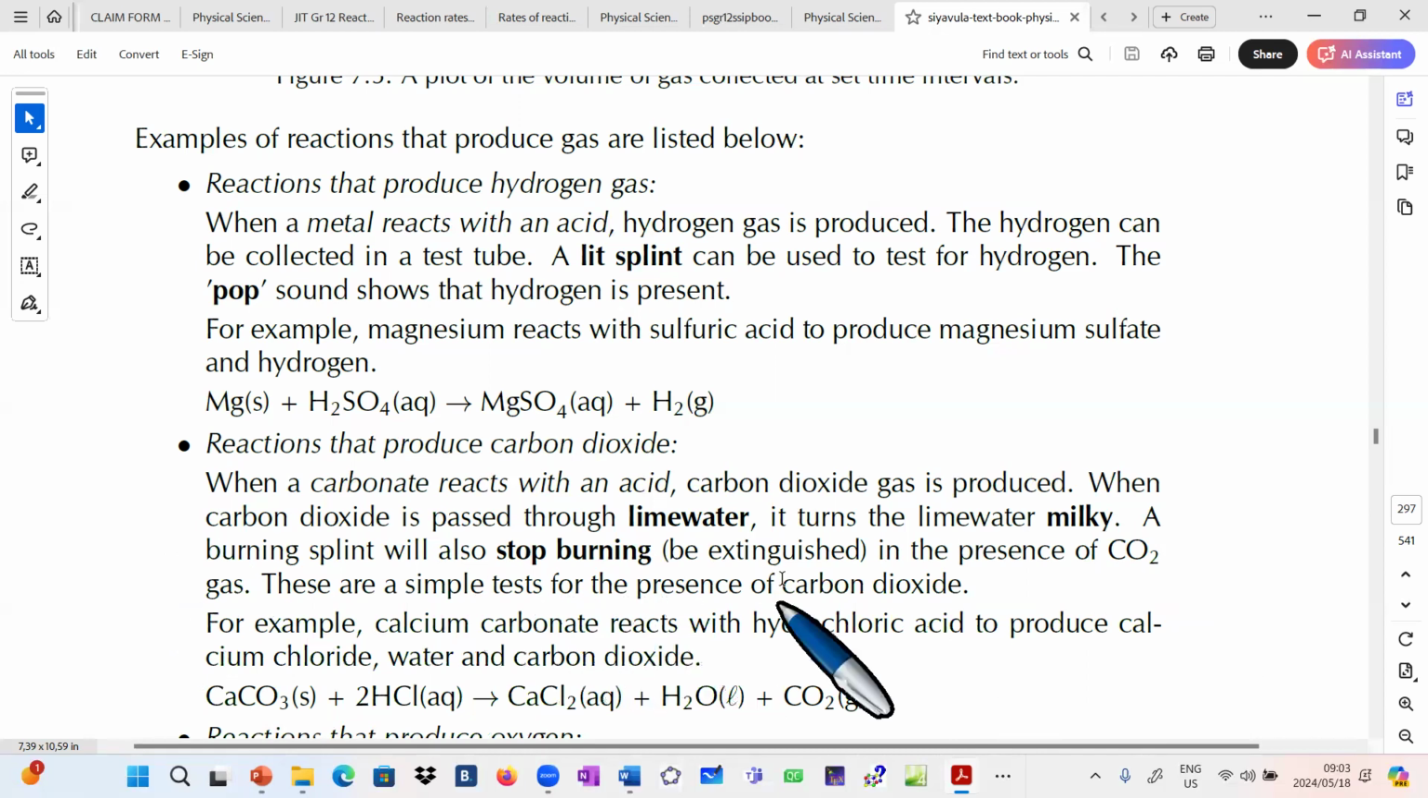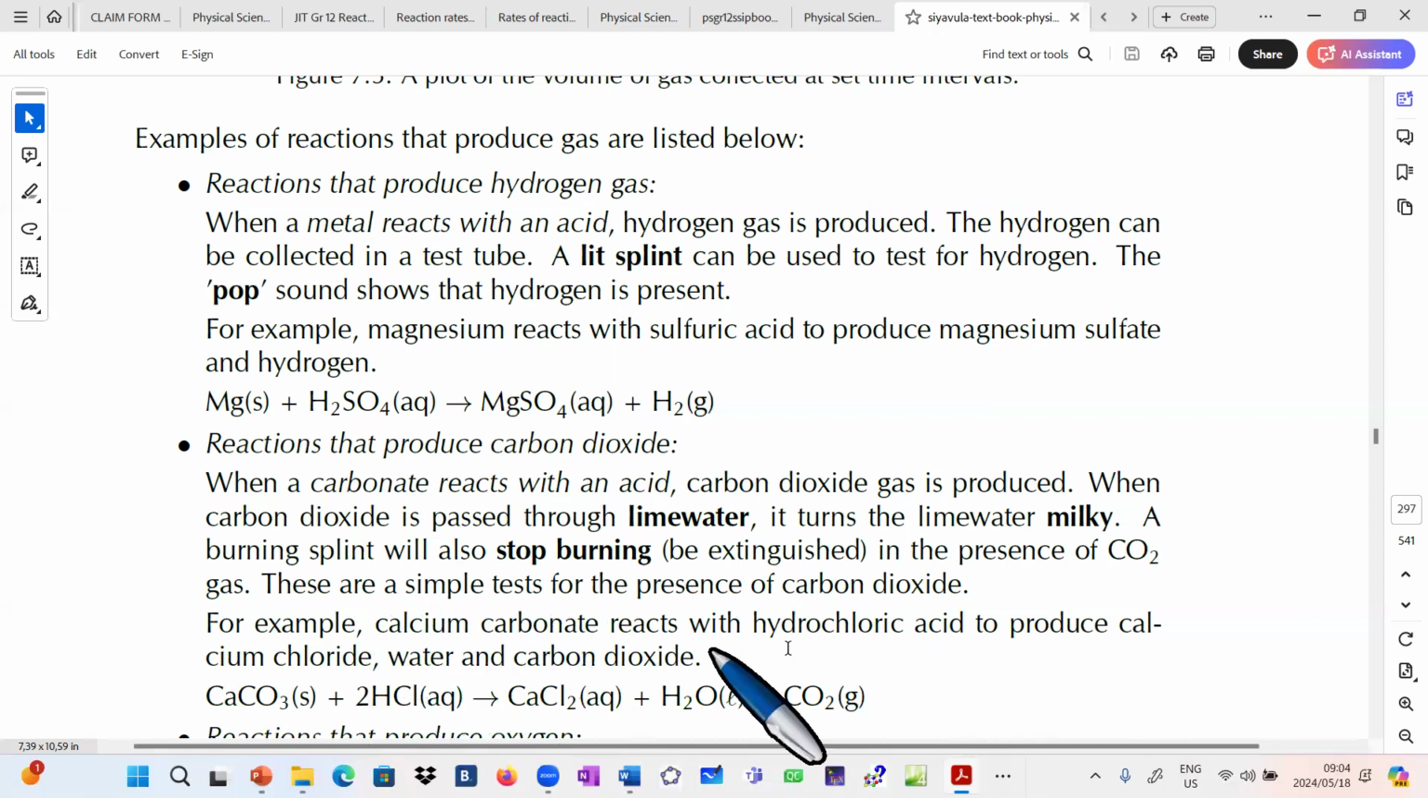These are simple tests for the presence of carbon dioxide. These are very popular in chemistry. So how do you test for carbon dioxide? You pass the carbon dioxide gas through lime water, and it turns the lime water milky. A burning splint will also stop burning, be extinguished, in the presence of CO2 gas. If you take a burning splint of wood and put it into a vessel of carbon dioxide, it stops burning, and if it stops burning, it means it's carbon dioxide. Or if you think carbon dioxide is in a test tube, you bubble it into lime water, and you find that the lime water turns milky. These are simple tests for the presence of carbon dioxide.